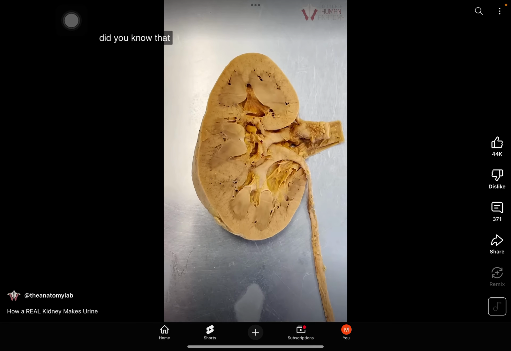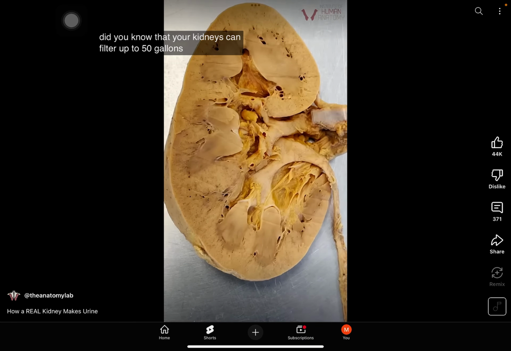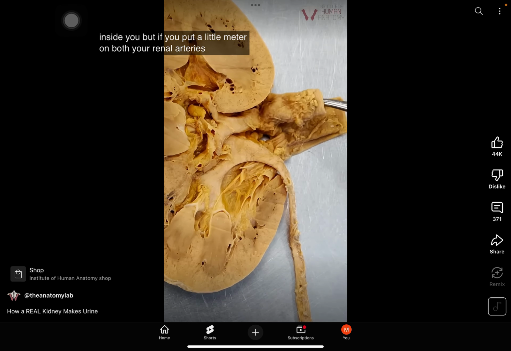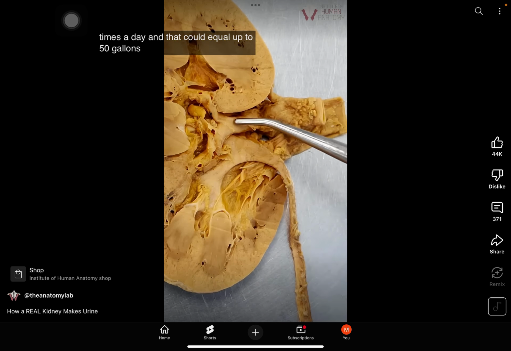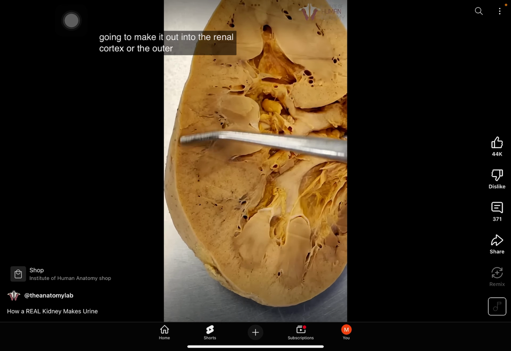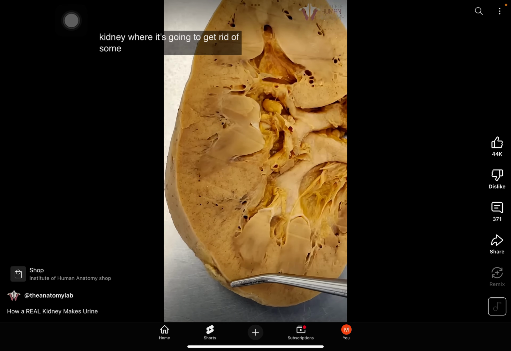Did you know that your kidneys can filter up to 50 gallons of blood per day? Now, you don't have 50 gallons of blood inside you, but if you put a little meter on both of your renal arteries, you can see that blood would pass through multiple times a day, and that could equal up to 50 gallons. Now, that blood is eventually going to make it out into the renal cortex, or the outer portion of the kidney, where it's going to get rid of some of the waste products.